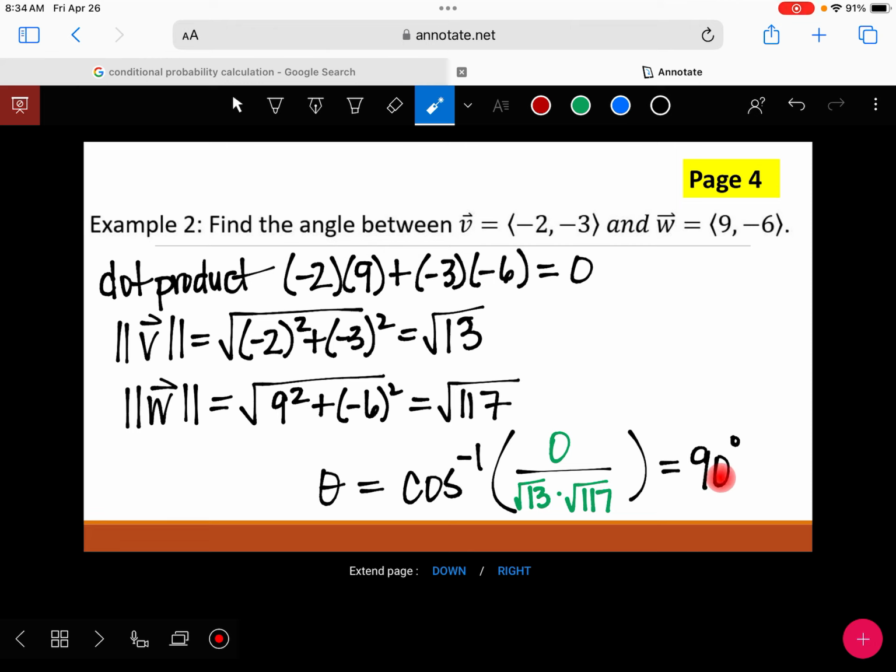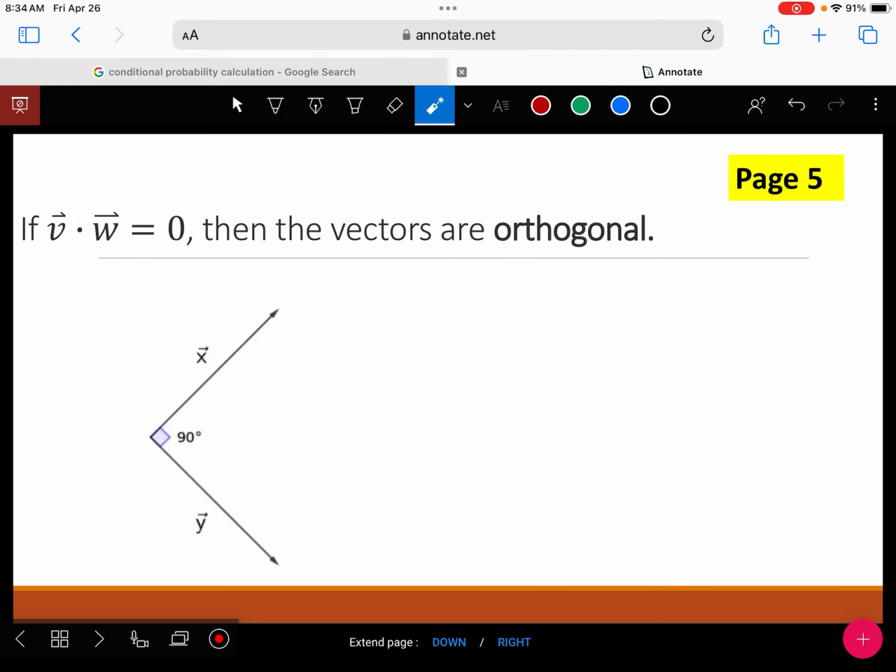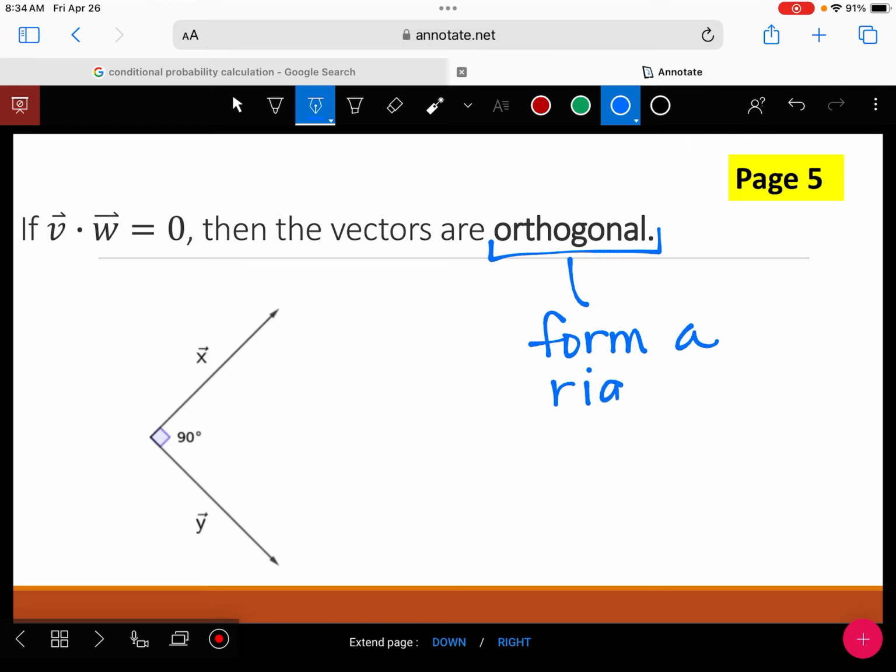Okay? So the next page, at the very top of page 5, that should have been at the bottom of page 4. So this definition at the very top of page 5, it says whenever your dot product is zero, then the vectors are orthogonal. Okay, what does that mean? That's a very fancy math term, and that just means that they form a right angle. So if you're asked to prove or determine if two vectors are orthogonal, the only thing you need to do is find the dot product. Because if your dot product is zero, it will form a right angle. And this is an example of what that would look like.